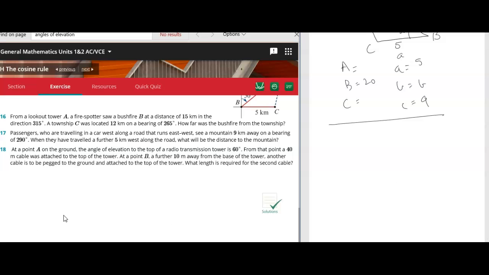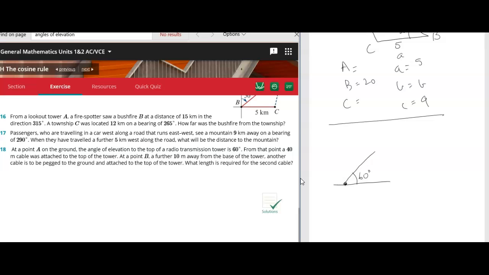At a point A on the ground, the angle of elevation to the top of a radio transmitter tower is 60 degrees. Okay, so point A, the angle of elevation. So remember angles of elevation and depression, we always go from the horizontal. So at elevation, we're going up, so that's 60 degrees. From that point, a 40-meter cable was attached to the top of the tower.